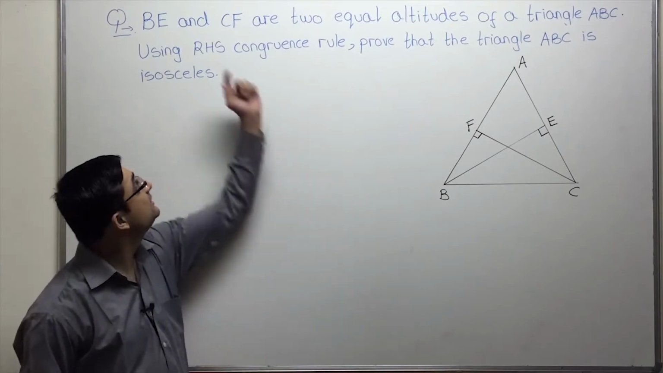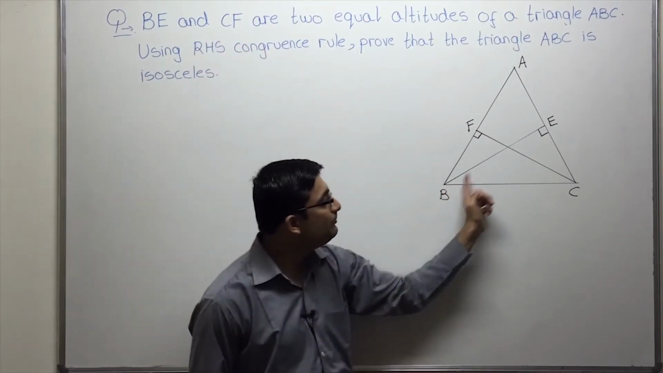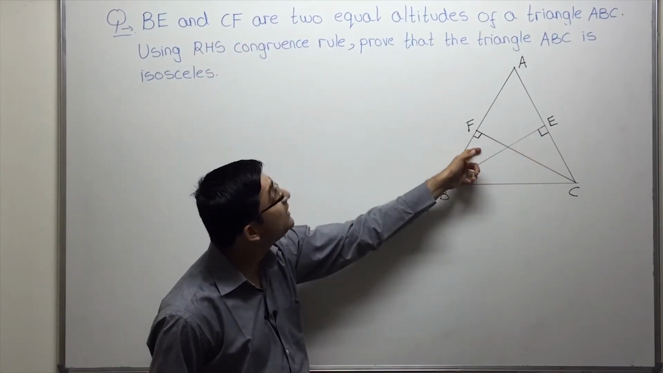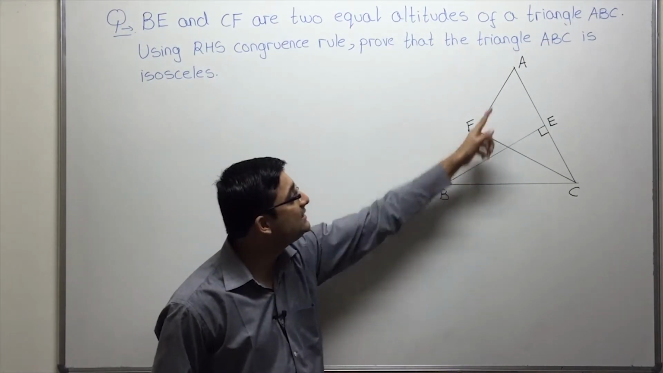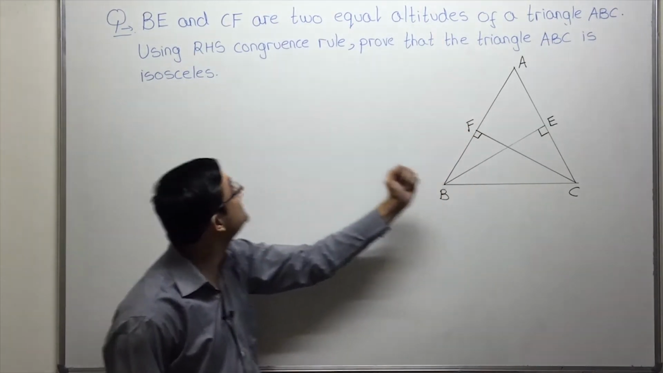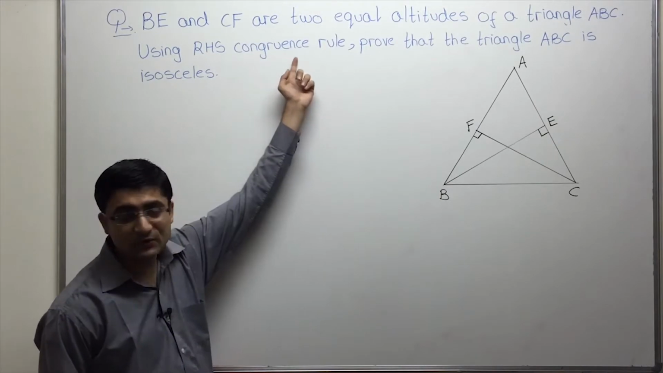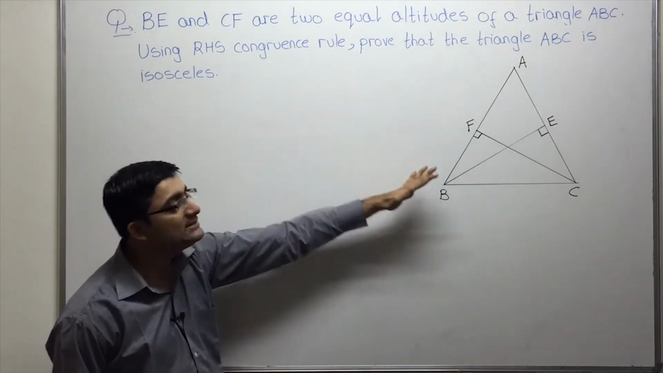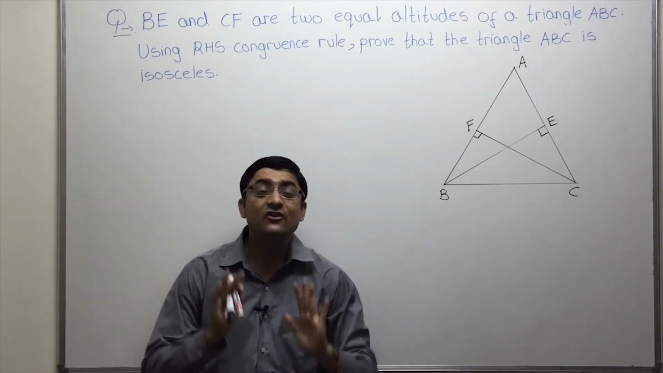So let's read the question. BE and CF are two equal altitudes of a triangle ABC. Using RHS congruence rule, prove that the triangle ABC is isosceles. So first of all, understand the question.